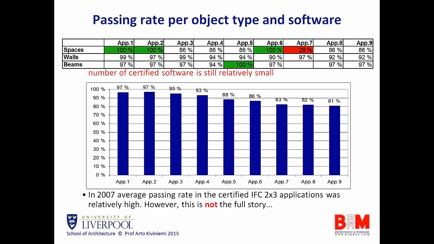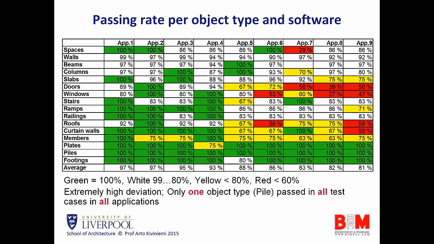If you look at the different object types, there were test cases in all object types, and then when I analyzed how they were going through, some object types were relatively well supported by different applications, but especially spaces, doors and windows had quite a lot of problems. And only one object, pile, had all the test cases passing in all applications.